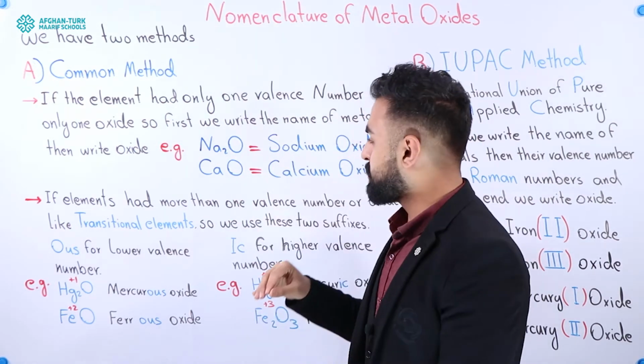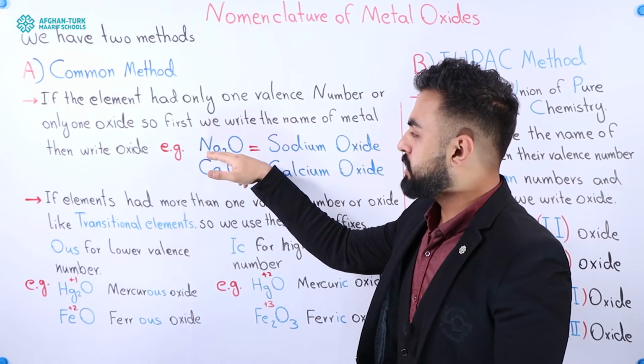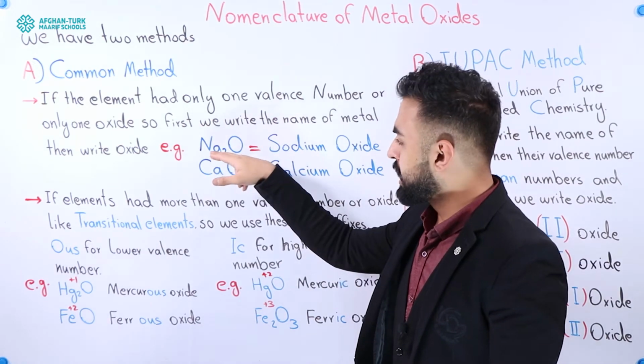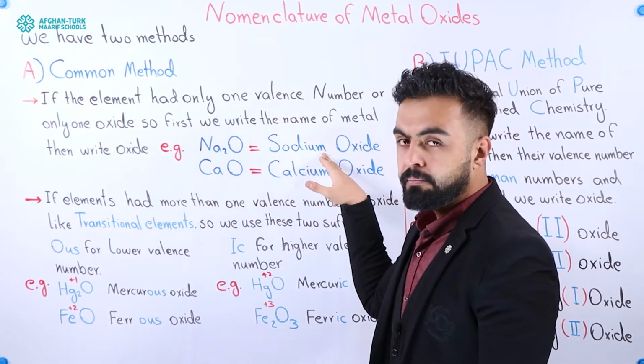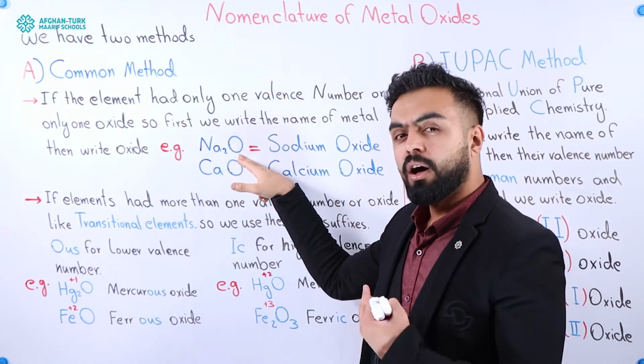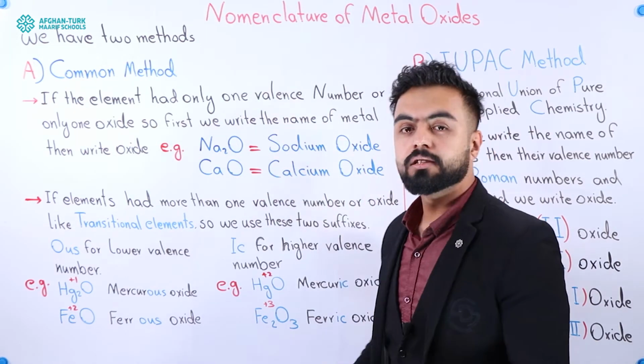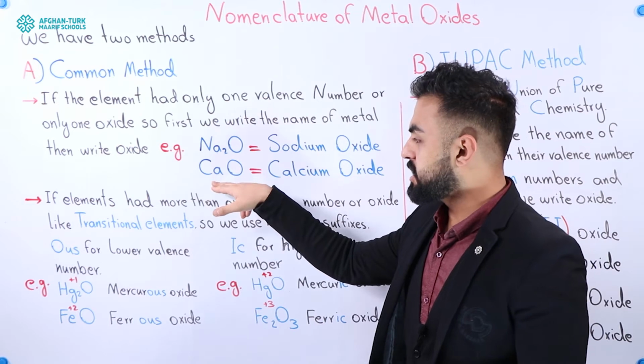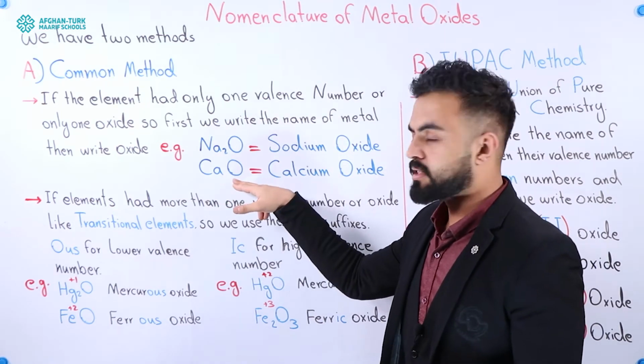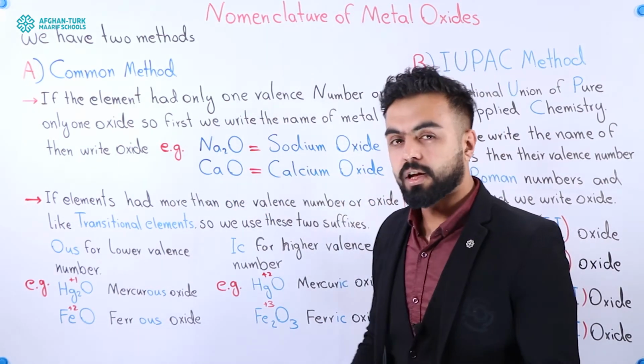First, write the name of the metal. For example, sodium with oxygen. Write sodium, and then instead of oxygen, write oxide. So easy. Calcium, and then instead of oxygen, write oxide.